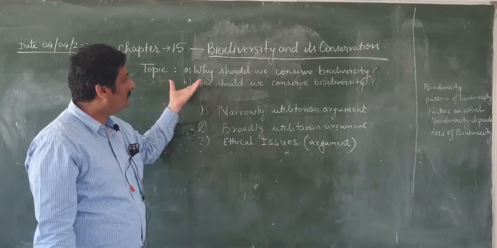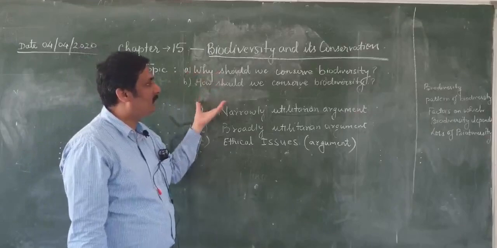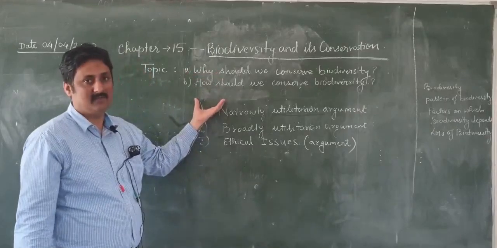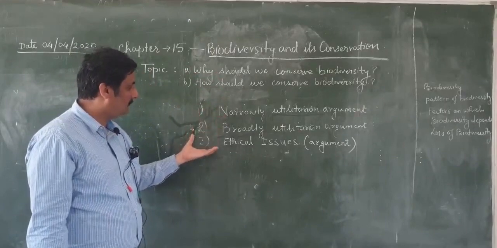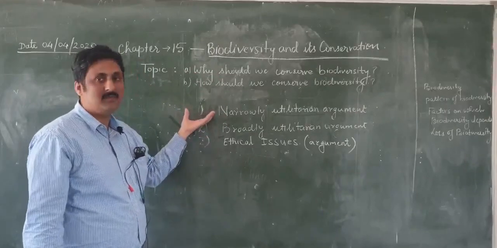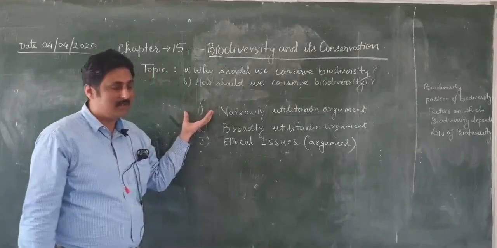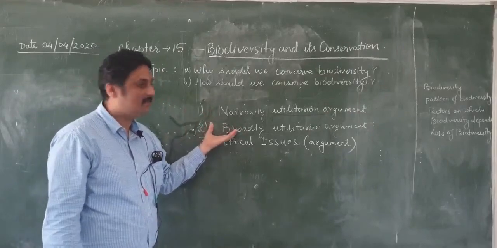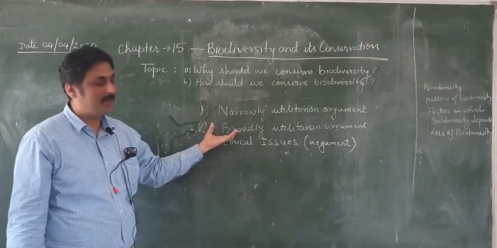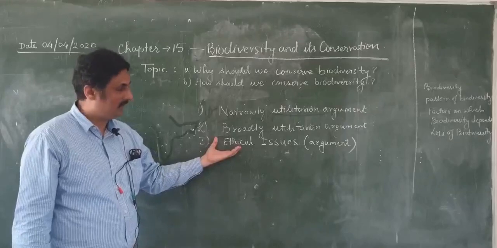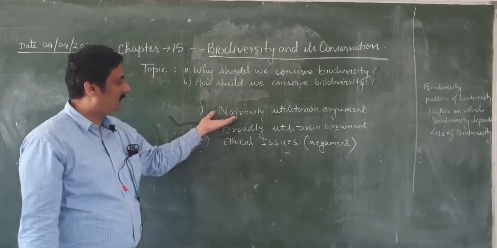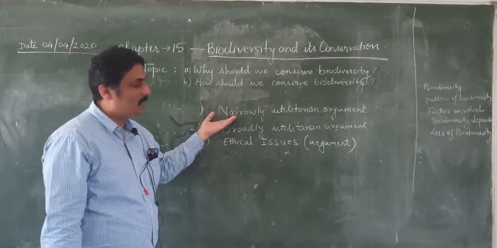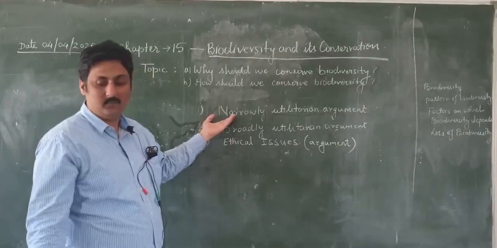Now there are certain reasons why we should conserve biodiversity. There are three reasons given here. The first one is the narrowly utilitarian argument, the second one is the broadly utilitarian argument, and the third one is ethical arguments. Now let us first talk about the narrowly utilitarian argument.